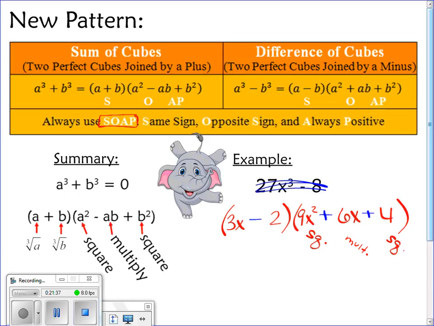There's no guessing, there's no checking. I mean, could you check it? Sure, you can multiply it all back together. But if you follow the pattern, it always will work.